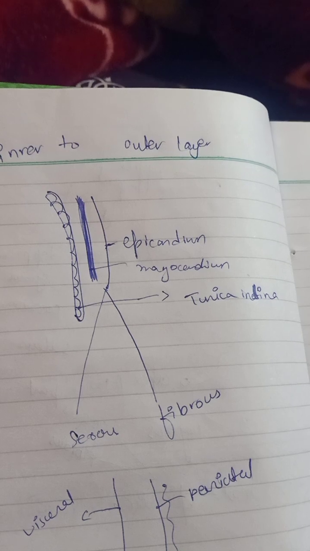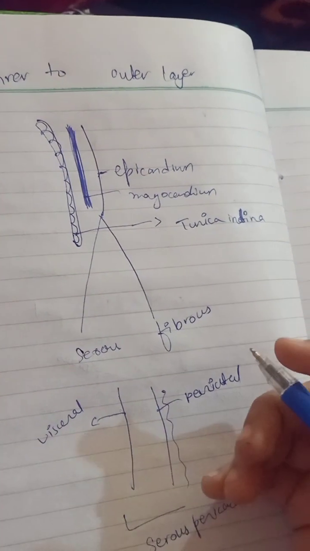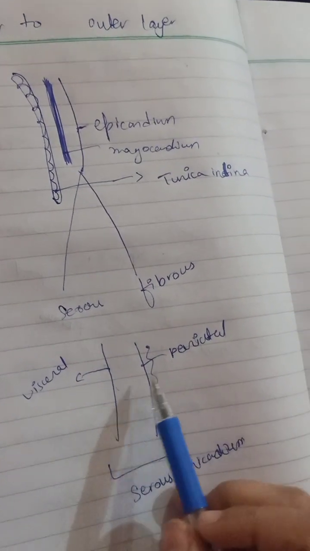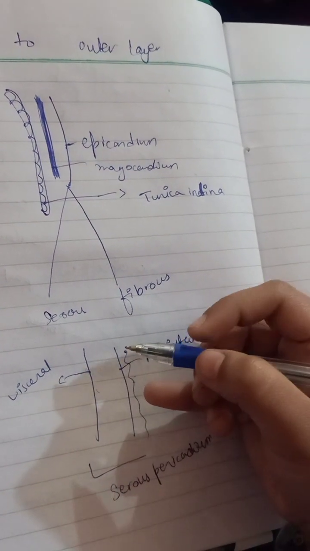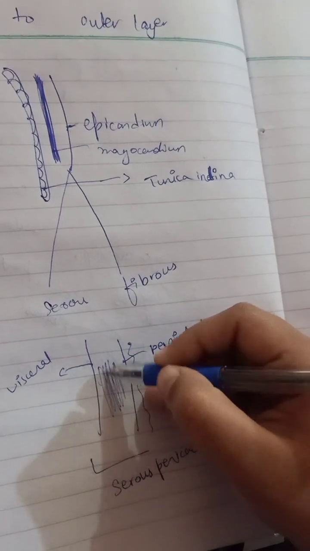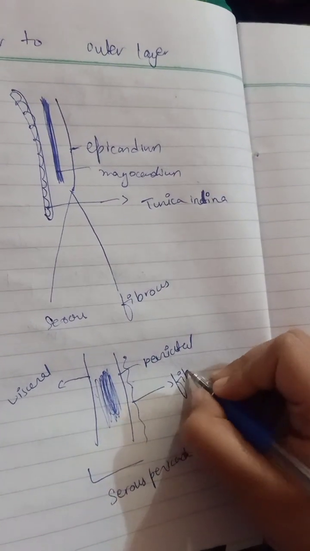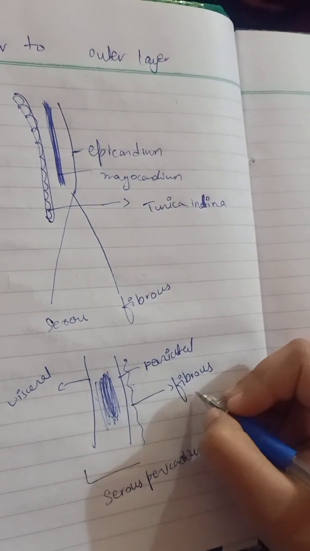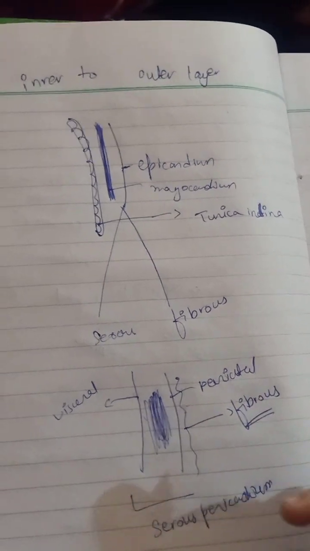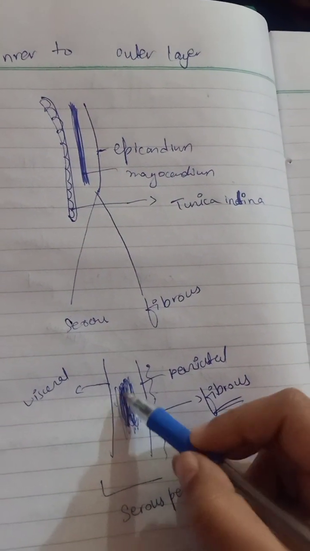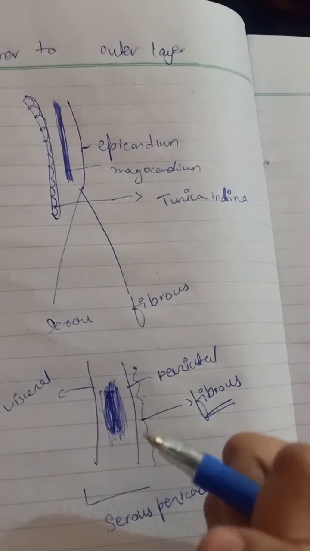Both layers have squamous epithelial cells, and between them there is a fluid present. We call that the pericardial fluid. And this is the fibrous layer, which is made up of connective tissues. This fluid basically works for lubrication and protects from friction.